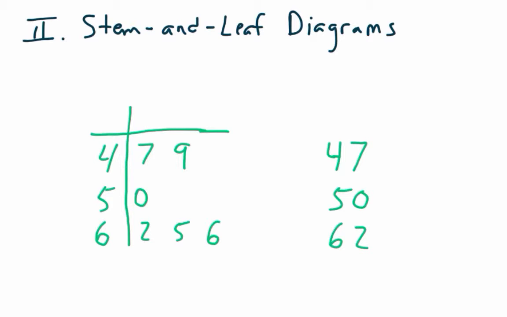So if you look at those, for people that aren't catching on, let's do this. So 47, we have the 4 and the 7, that's 47. Then we have 50 is there, and we have 62. So we have that pattern. Now what do we do with the 9, the 5, and the 6?